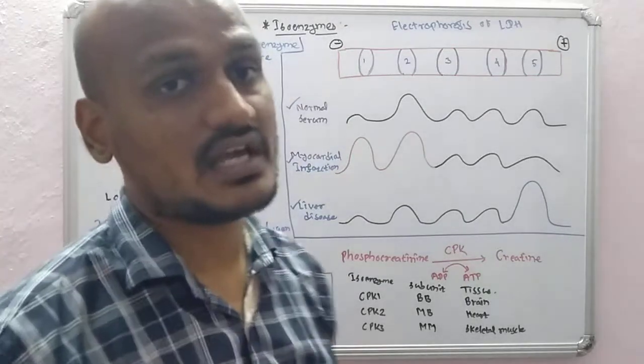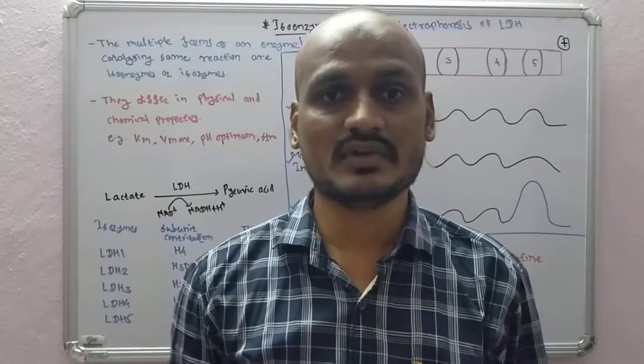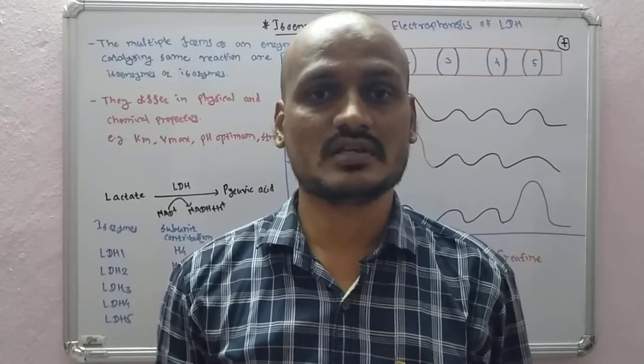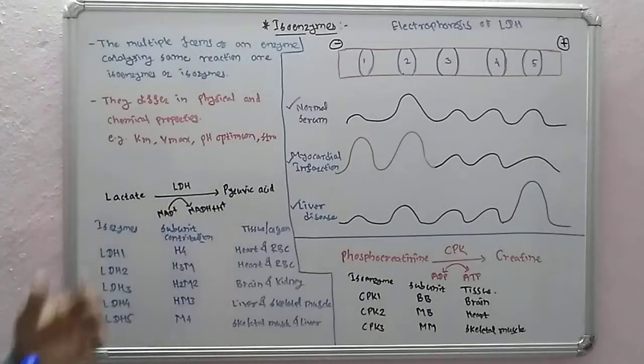And why can isoenzymes be different forms? One, they can be synthesized by different genes. They can have different subunit composition. So likewise, there are differences in the isoenzymes.